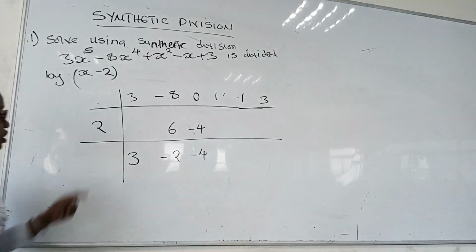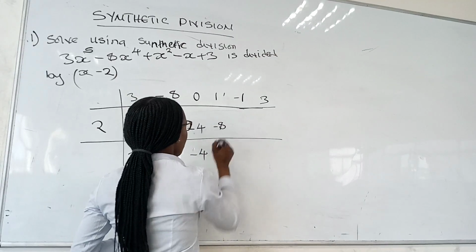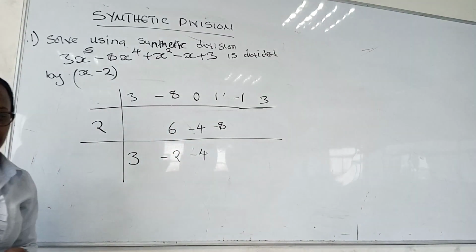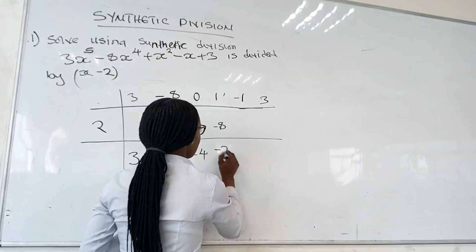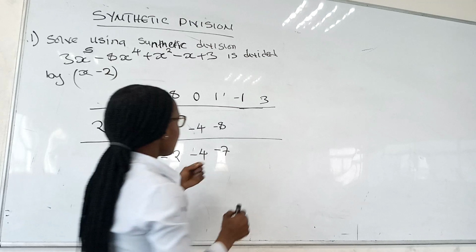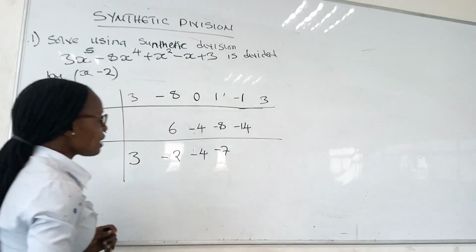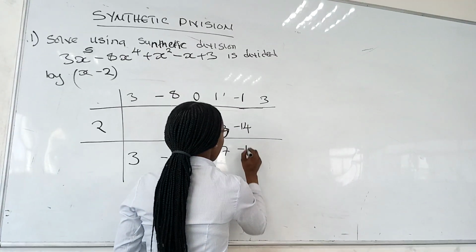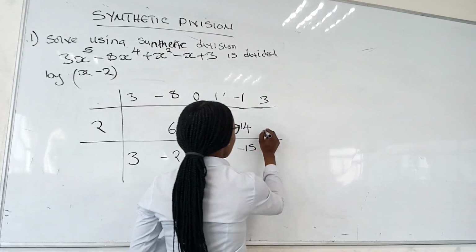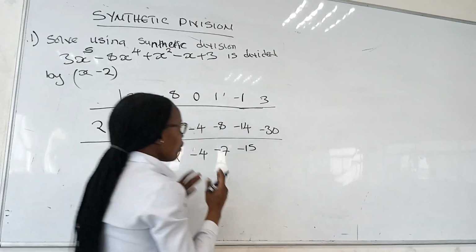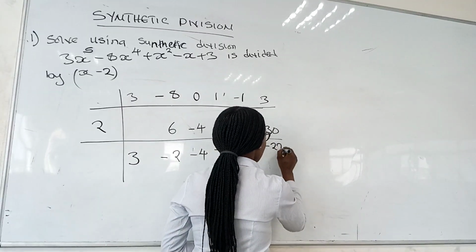Then from there we continue. 2 multiplied by negative 4 gives us negative 8. Then 1 plus negative 8 will now give us negative 7. 2 multiplied by negative 7 gives us minus 14. Then negative 1 plus negative 14 gives us minus 15. Then we have 2 multiplied by negative 15, which gives us minus 30. Then 3 plus negative 30 gives us minus 27.